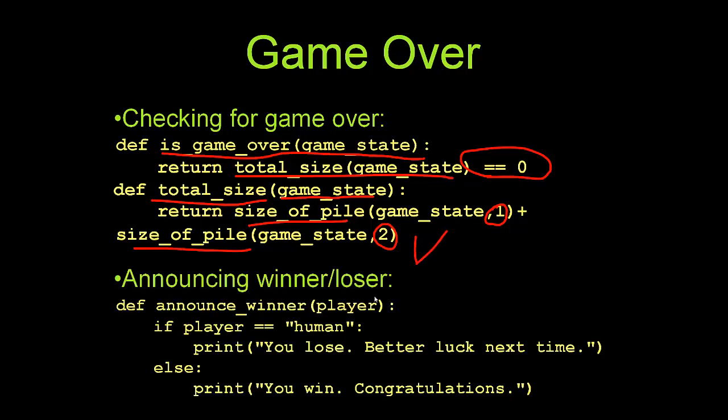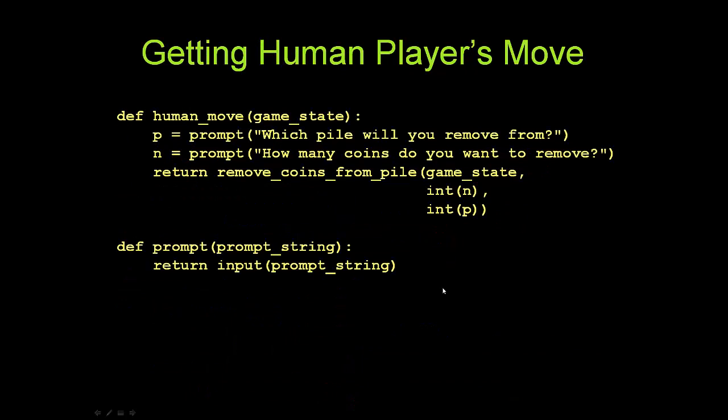Right, how do you announce the winner? If the player is the human, that means when it comes to the player's turn, there are no more coins, then the computer took the last coin, so you lose. The player loses. On the other hand, if the player is the computer and there are no coins left, then the human has won, so you win.